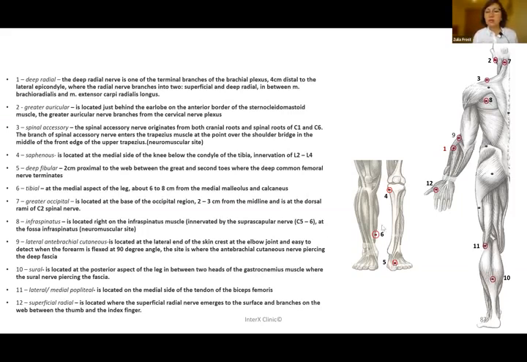Deep fibular, number 5. Yes, this is liver 3 in acupuncture, a very famous point. Tibial, number 6, is a spring point in acupuncture. Great occipital, now you go all the way up to the attachment of the trapezius muscle to the scalp. So that's your number 7. And number 8, it's the infraspinatus muscle. It's just literally in the middle of the scapula, if you look.